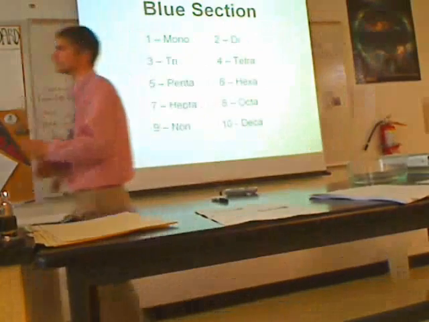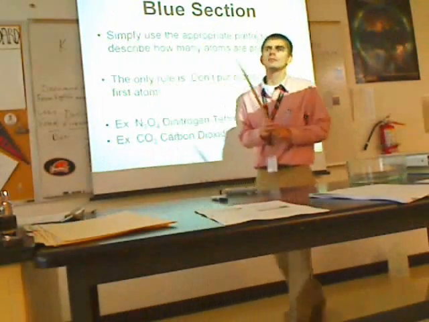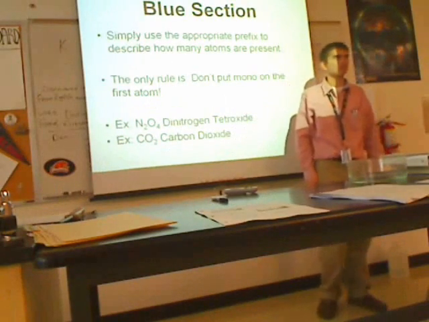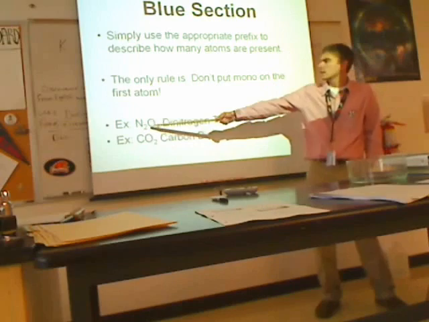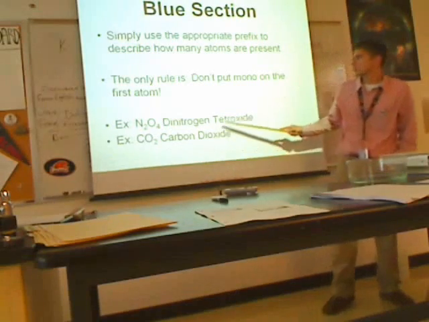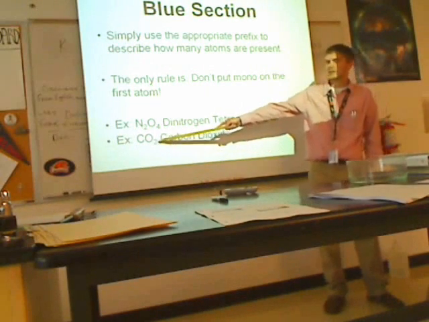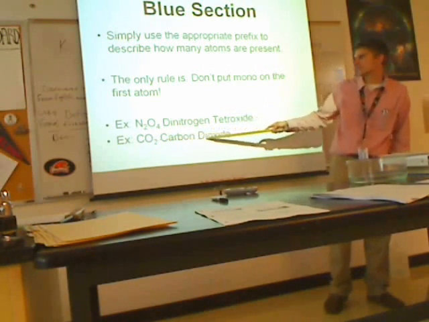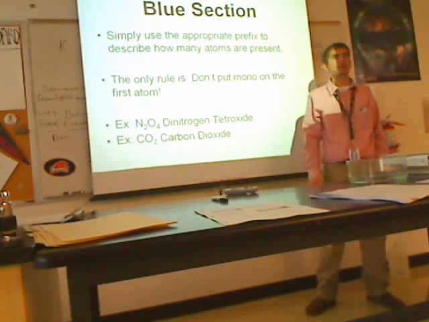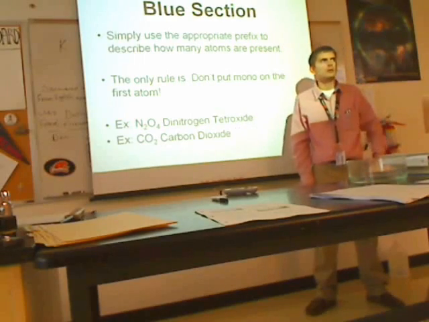So let me show you how these work. The only little catch or little trick is you don't ever put mono on the first atom. You'll understand what that means in a minute. So there are 2 nitrogens, so dinitrogen. There are 4 oxygens, so tetroxide. Dinitrogen tetroxide. You guys all know this one. You hear this, see this, talk about this one all the time. That's carbon dioxide. It's not monocarbon dioxide because you don't ever put mono on the first one. So if the first one is left blank, you can assume it's mono.